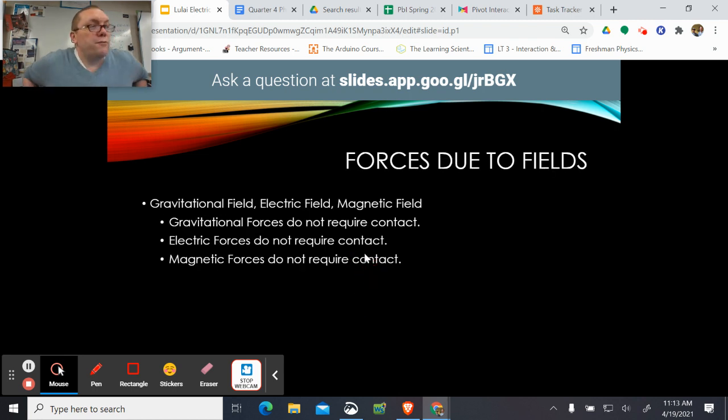And now forces due to fields. Just a heads up, I'm talking about gravitational fields only as a way to kind of link things. You don't need to stress about gravitational fields.